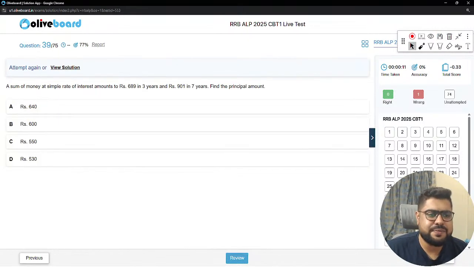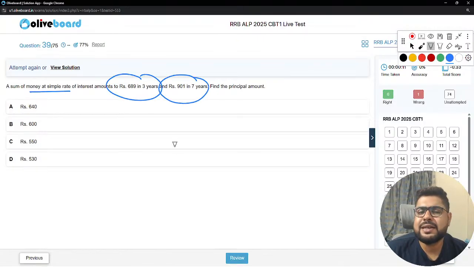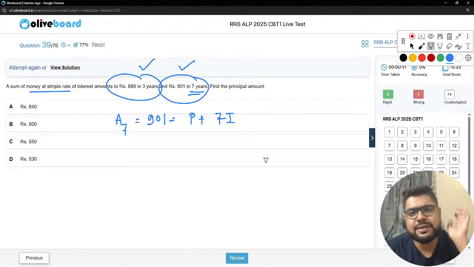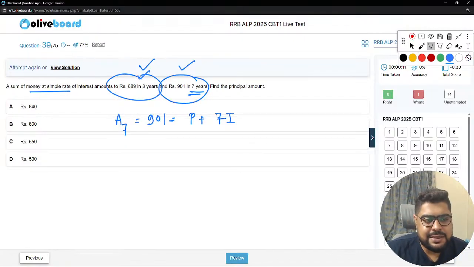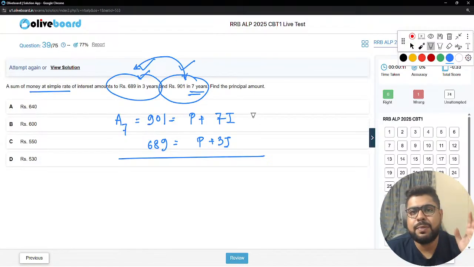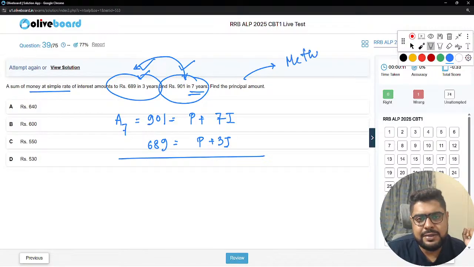Simple. Next one. Simple interest. Sum of money, this much in 3 years, this much in 7 years. Sir, amounts. I always have said this. 7-year amount means A7, that is 901. It means principal plus interest for 7 years, because in simple interest, every year's interest is same. 3 years, that means 689 rupees is principal plus 3 years interest. Actually, you don't need to do all this. Always remember, if you subtract, you will only end up getting interest because principal cancels. So this is what we call the method of difference.